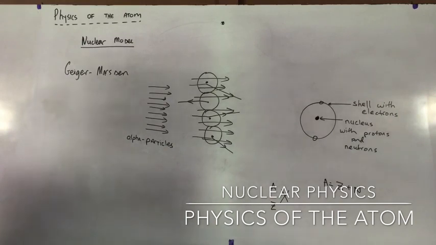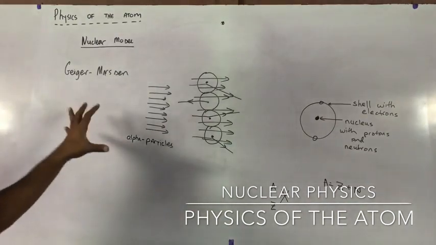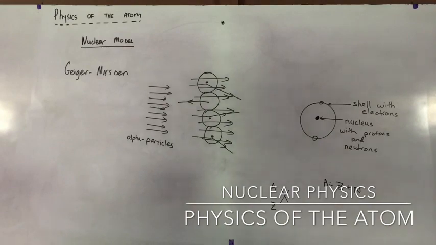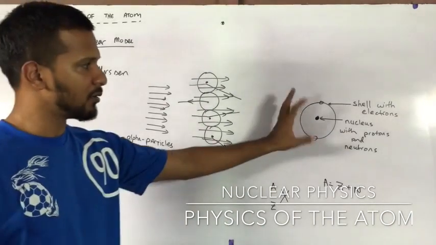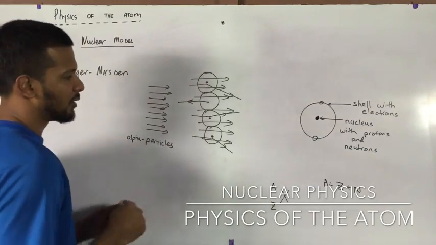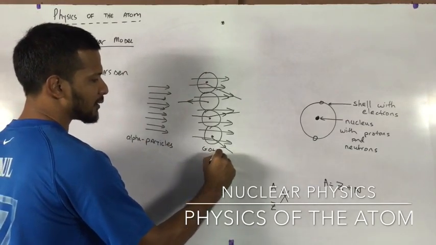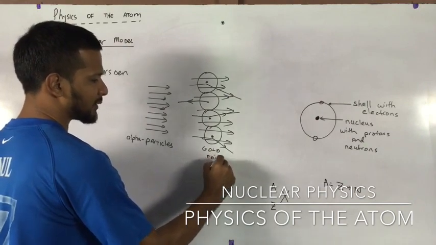So when we take a look at the physics of the atom, we start with the nuclear model. There were many models before this, but we focus our attention more on this model. This model, which is what we are familiar with now, came about as a result of Geiger and Marsden's gold foil experiment. What they did is they took gold foil and shot it with alpha particles.